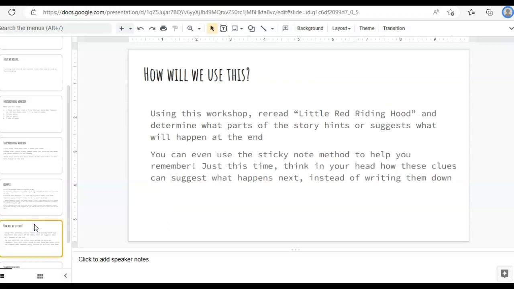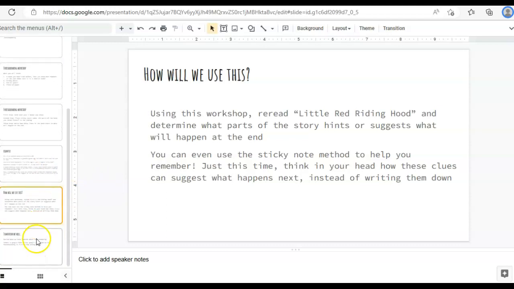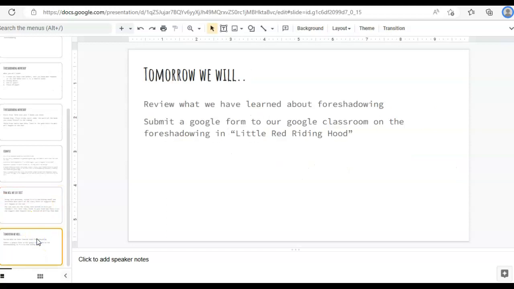Using this worksheet, reread Little Red Riding Hood and determine what parts of the story hint or suggest what will happen next. You can even use the sticky note method to help you remember. Just this time, think in your head how these clues could suggest what would happen next instead of writing them down. Tomorrow we will review what we have learned about foreshadowing and submit a Google form to our Google Classroom on the foreshadowing in The Little Red Riding Hood.